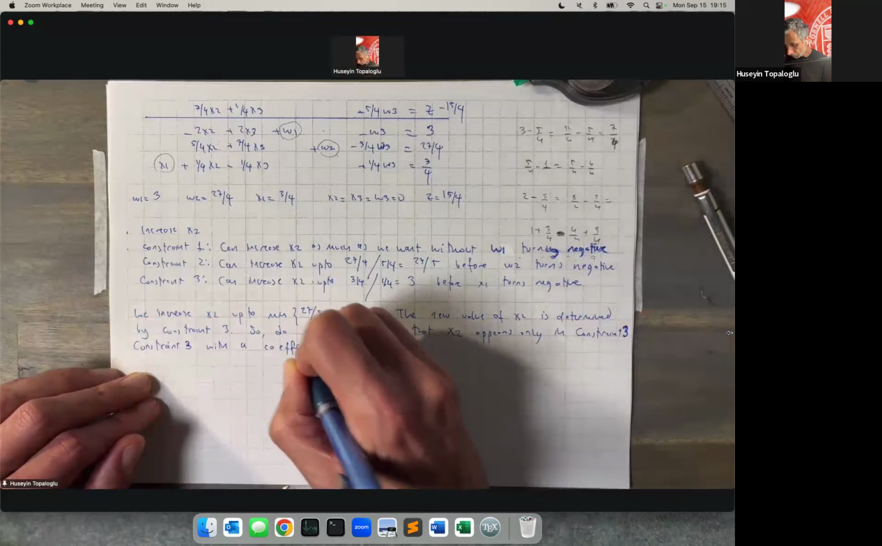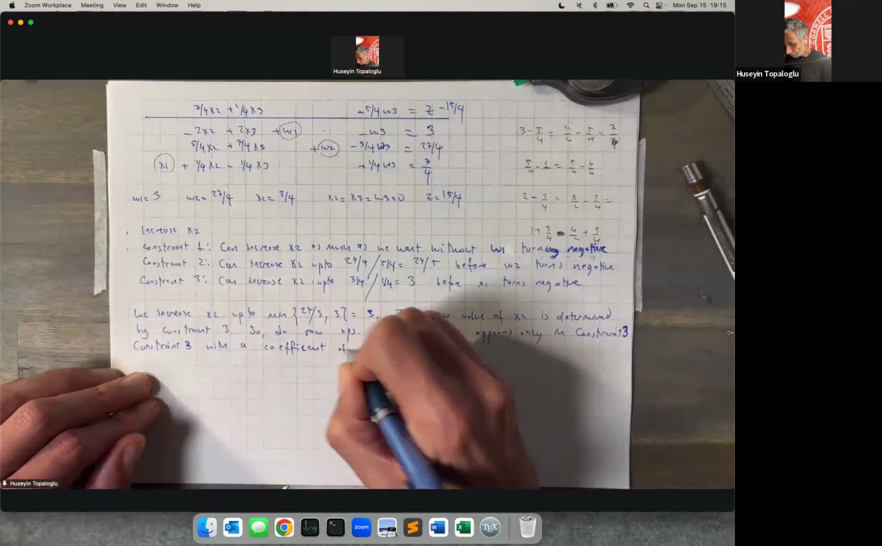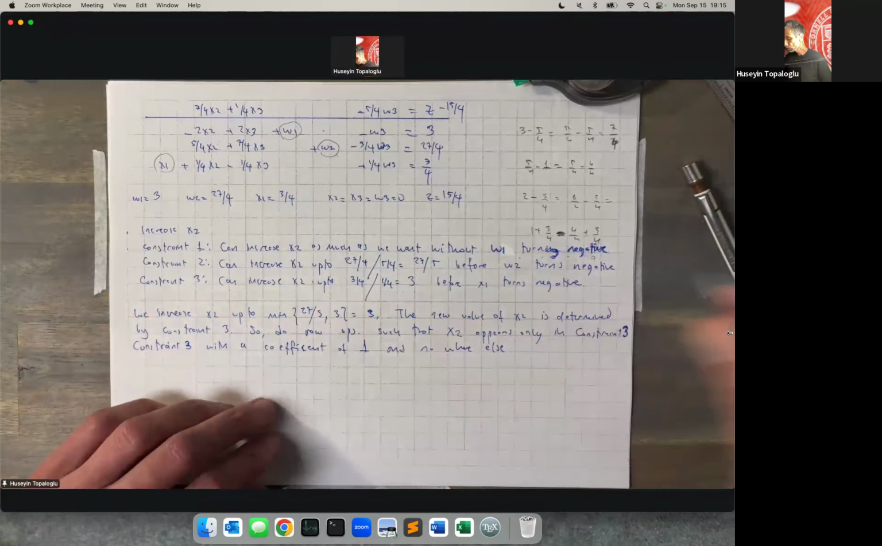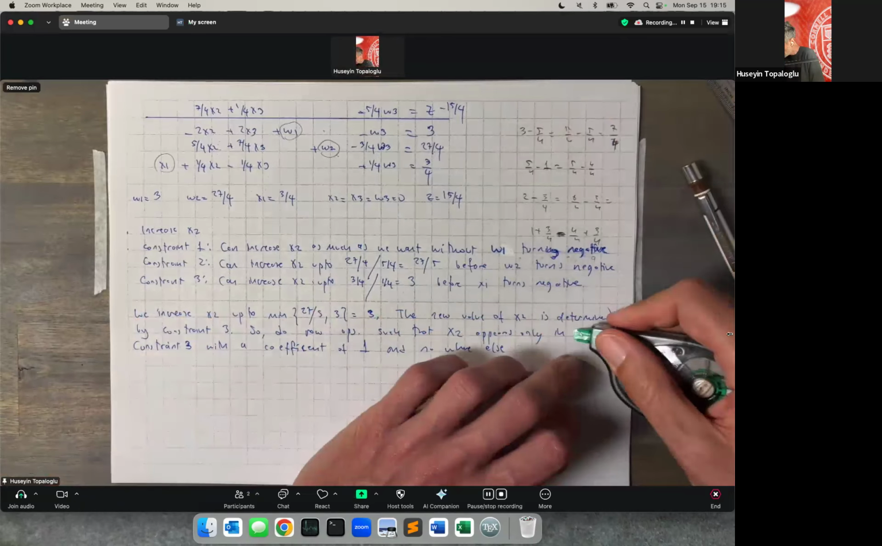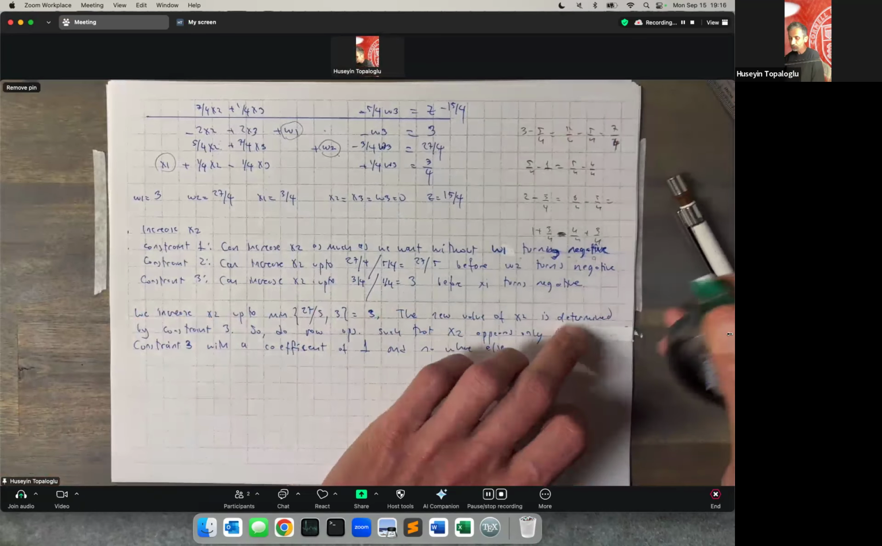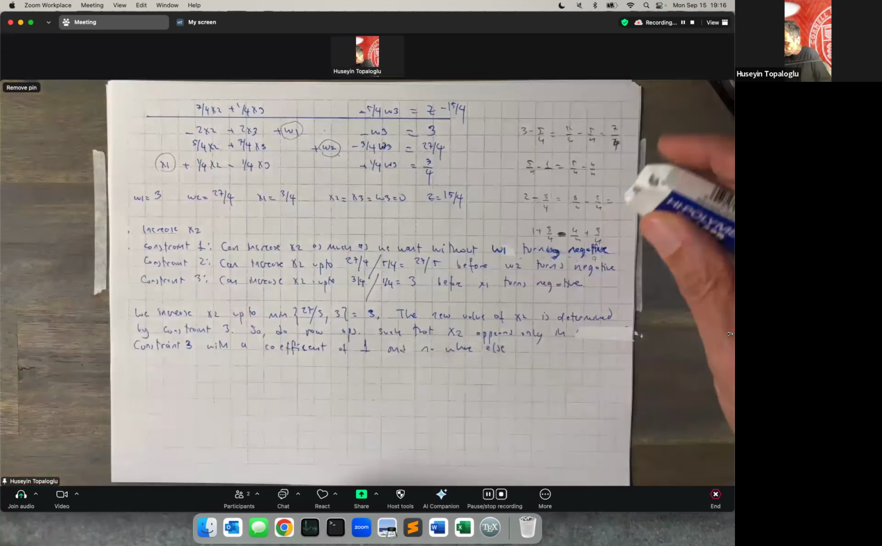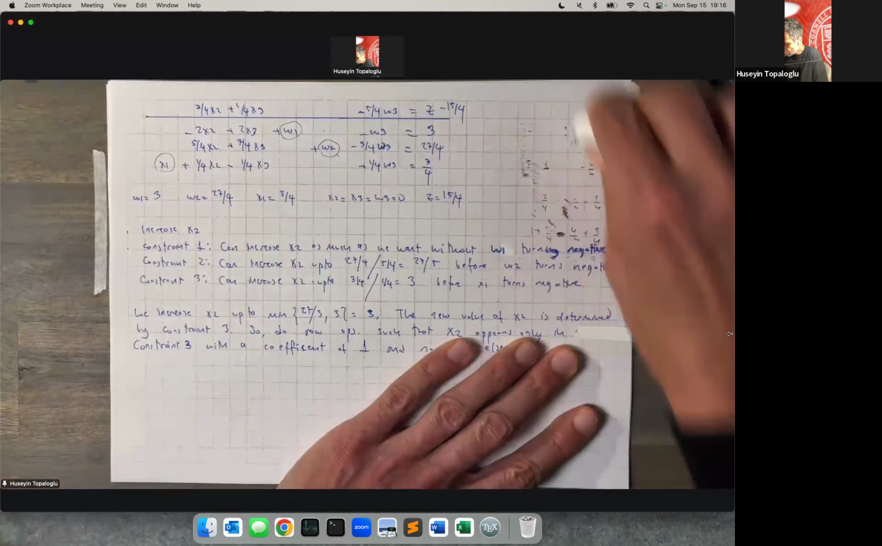With a coefficient of 1 and nowhere else. Great. Let's do those row operations. I want x2 to appear only in this constraint row with a coefficient of 1, and nowhere else.